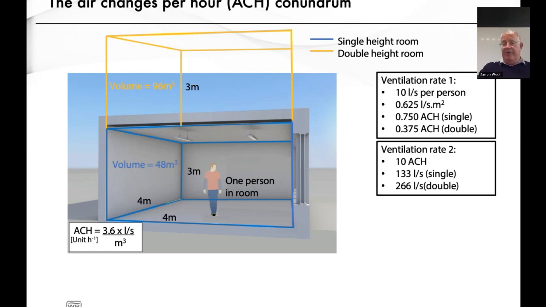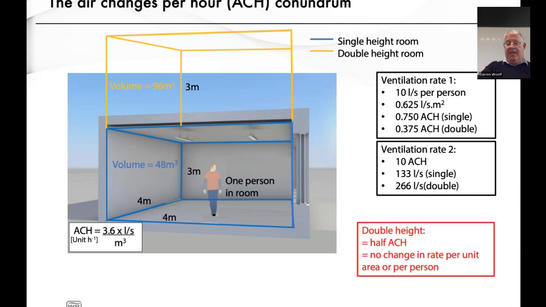If we now go to a separate ventilation rate, you quite often see 10 air changes per hour. And if you put that into the single and double height, you've got over 130 litres per second and 266 litres per second. So you've got well over a factor of 10 just moving from litres per second per person to air changes per hour in the room. So again, you double the height, you half the air change rate, and there's no change in the rate per unit area or per person.